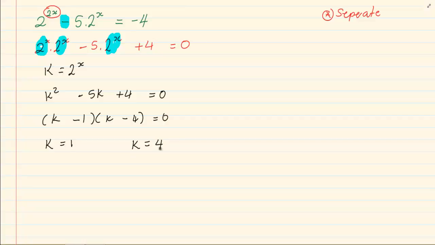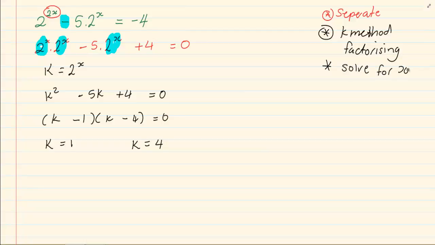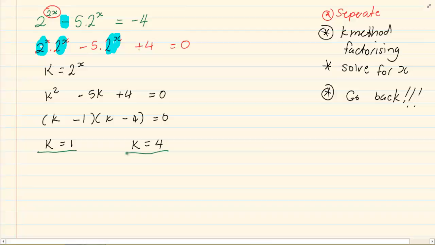But I am not done. After you separate, you could use the k method, or you could do any factorizing. You must be familiar with your rules of factorizing and solve for x. Once you factorize, you're going to solve for x. And if you had used the k method, you must go back. In this case, I had solved for k. But the question is not solve for k. The question is solve for x. So I must go back. I must bring back 2 to the power of x is equal to 1. And here I must go 2 to the power of x is equal to 4.